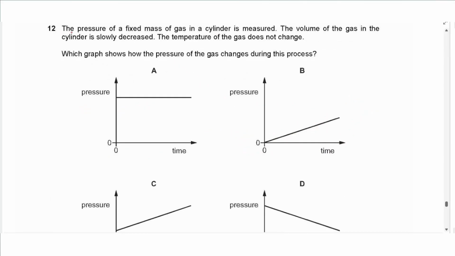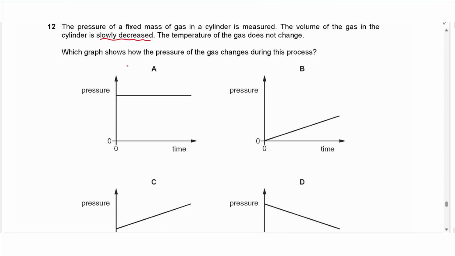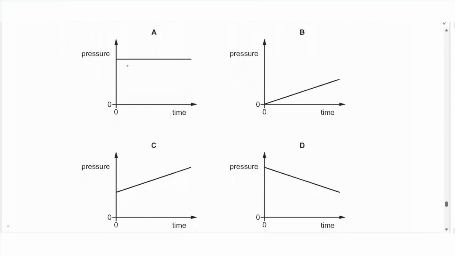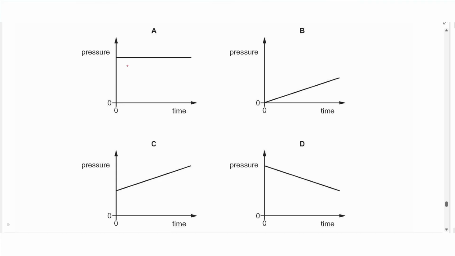Question 12 says, the pressure of a fixed mass of gas in a cylinder is measured. The volume of the gas in the cylinder is slowly decreased. The temperature of the gas does not change. Which graph shows how the pressure of the gas changes during this process? So as you decrease volume, pressure increases, but it does not start from zero. It starts from an original value, then increases as volume decreases. So the answer is C.